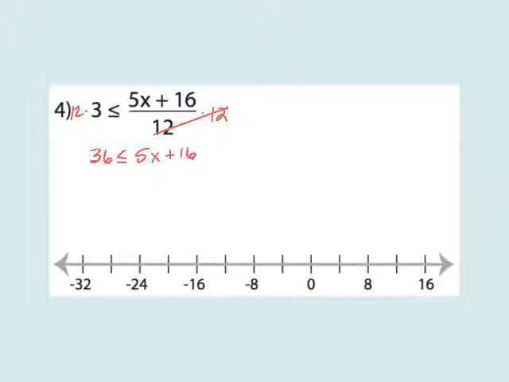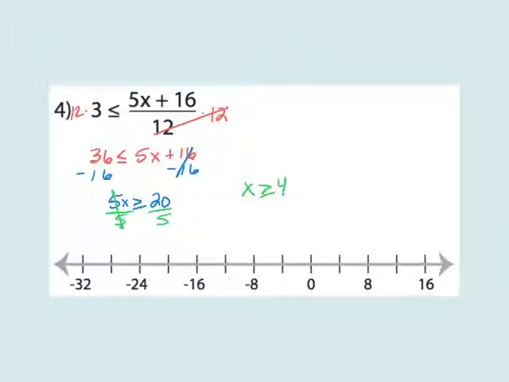Now I want to get the 5x by itself, so the 16's got to go. I'll subtract it from both sides. I might do a flip-flop here. 5x is greater than or equal to 20 because 36 minus 16 is 20. Now I'll divide by 5 on both sides. It's not negative, so I don't flip the sign. And x is bigger than or equal to 4.